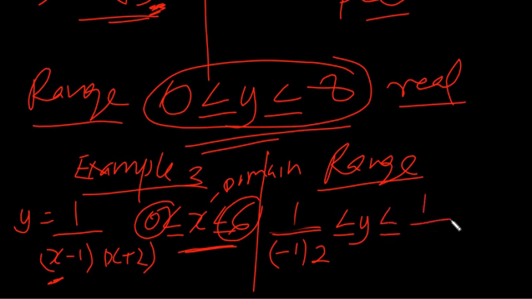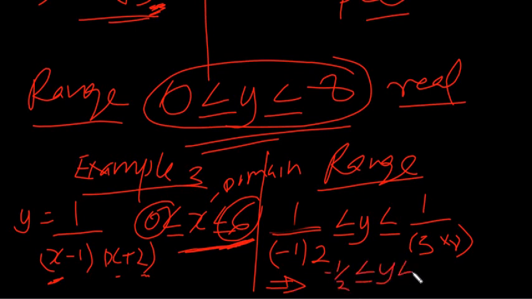So this is less or equal to y, which is less or equal to, now we are using the value of 6, so 1 over (6 minus 1), that is 5, times (6 plus 2), which is 8. 5 times 8 is 40. So my range becomes negative a half is less or equal to y, which is less or equal to 1 over 40. This is my range.